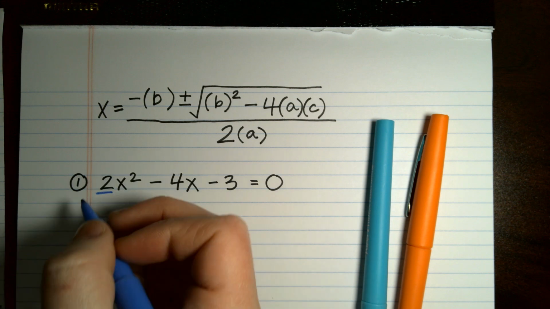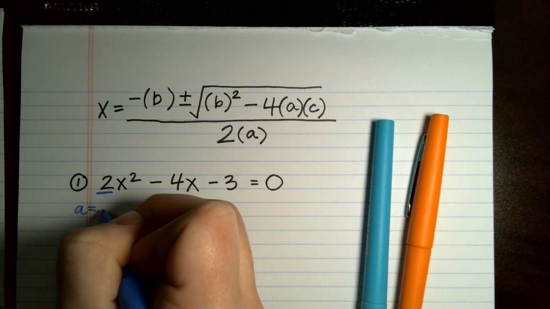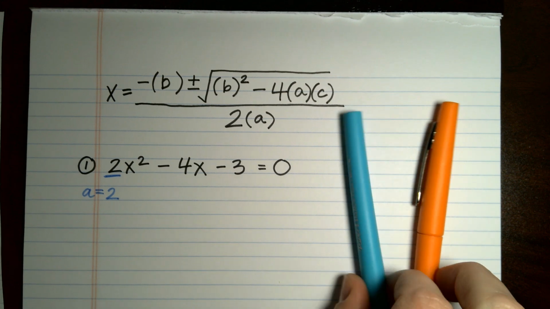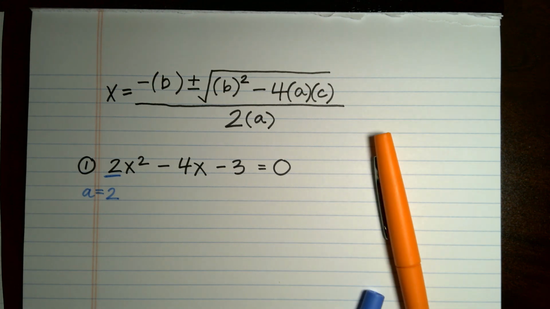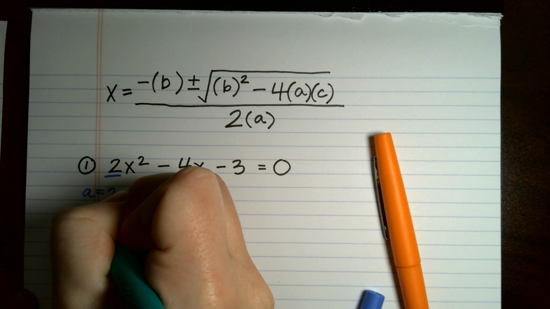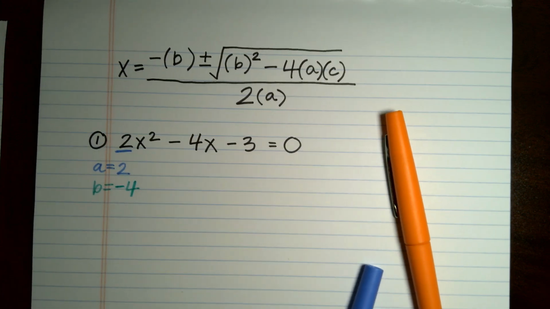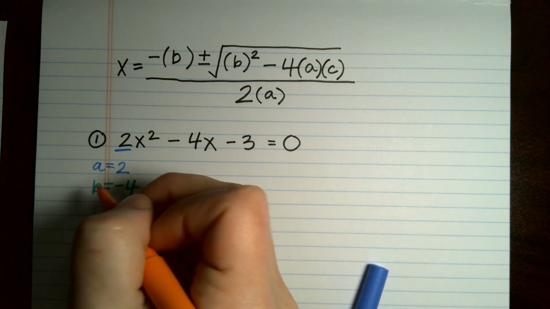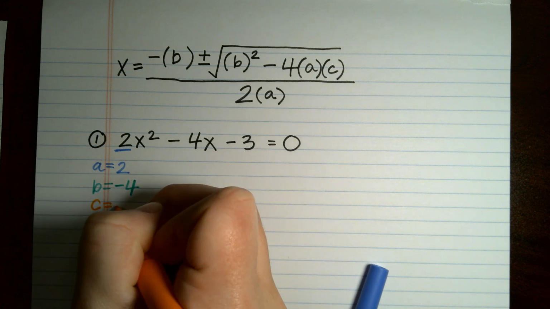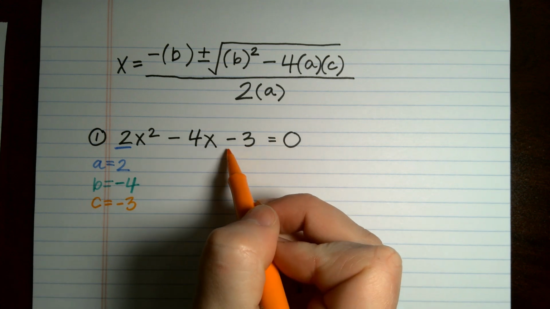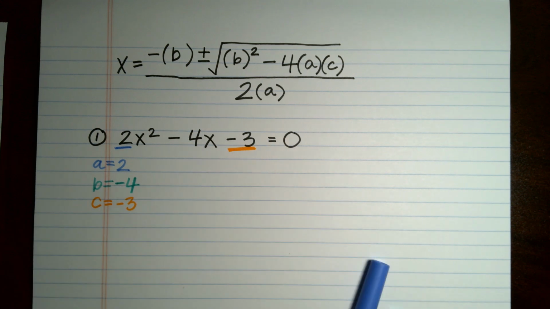So what's my A? 2. So I'm going to write that off to the side. A equals 2. What's my B? Negative 4. B is negative 4. Let me make sure I'm using the same color. B is negative 4. And then what's C? Negative 3. Good. Okay. So I know what A is. I know what B is. I know what C is.